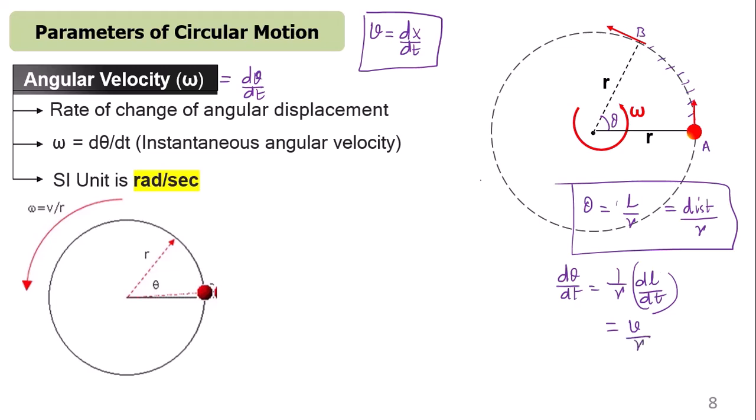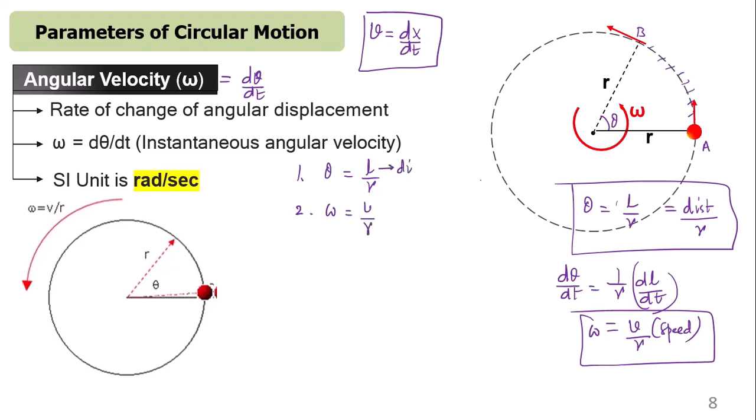So v by r, what is v? v is the speed. So that gives basically omega. Understood? So omega equals v by r, where v is the speed, not the velocity. So I got two expressions. One expression is theta equals L by r. And number two is omega equals v by r. What is L? L is basically distance. What is v? v is the speed. So these are basically linear components. Distance is a linear component. Speed is a linear component.